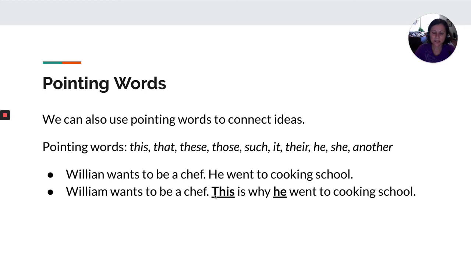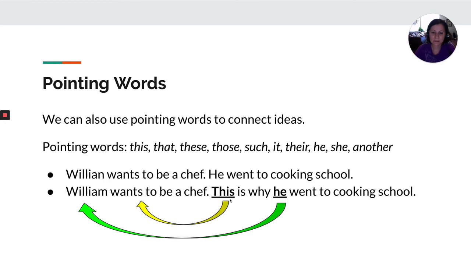William wants to be a chef. This is why he went to cooking school. So this is referring to his want to be a chef. And then he refers back to William. So we use these pointing words to connect one sentence to the next sentence.